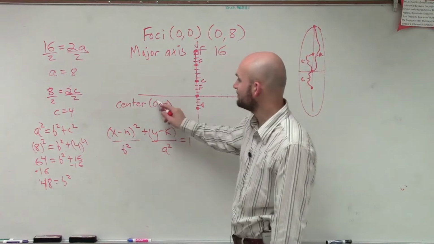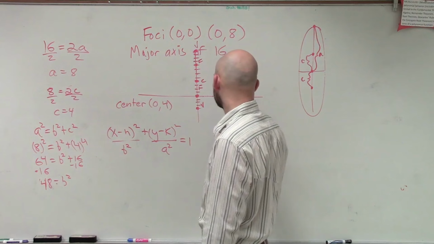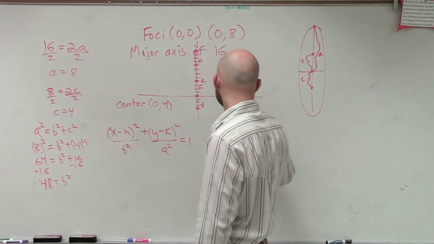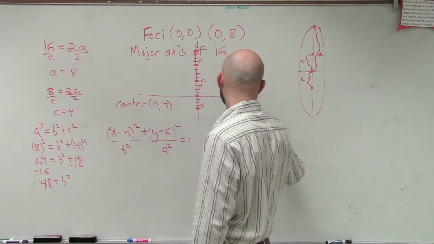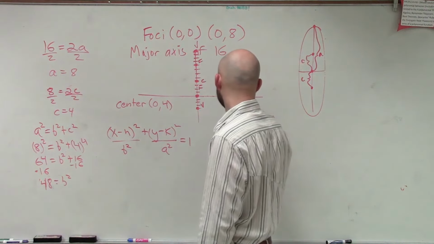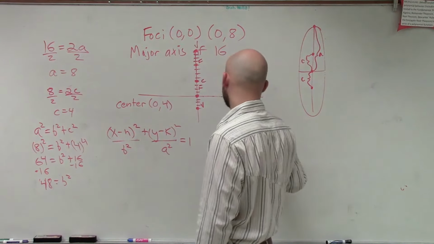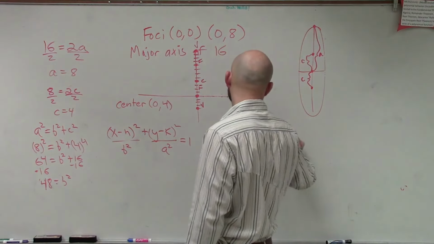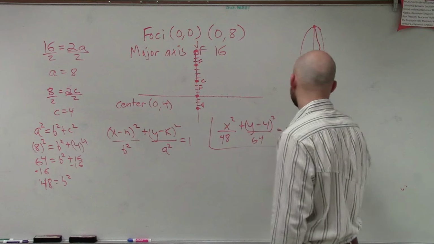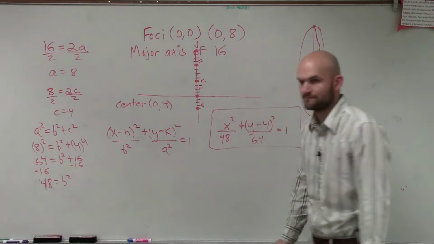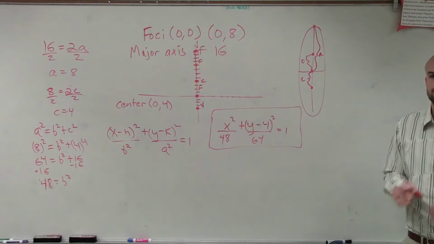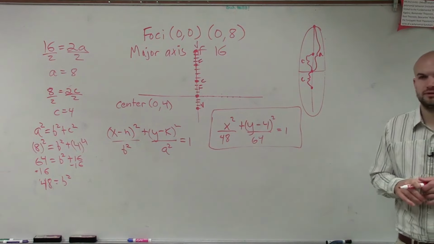So to plug everything in, h is going to be 0, so we're just left with x squared plus y minus 4 squared all over b squared, which is 48, all over a squared, which is 64, equals 1. So there you go. That's your standard form. Okay? Does that make sense?